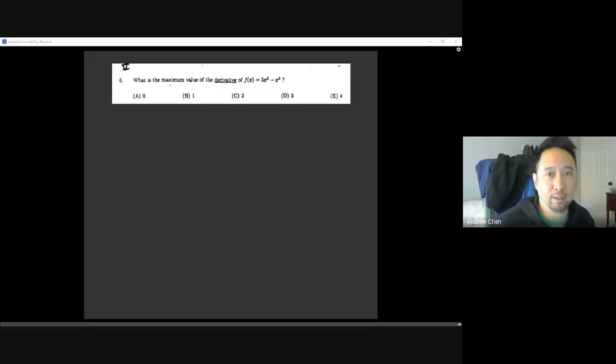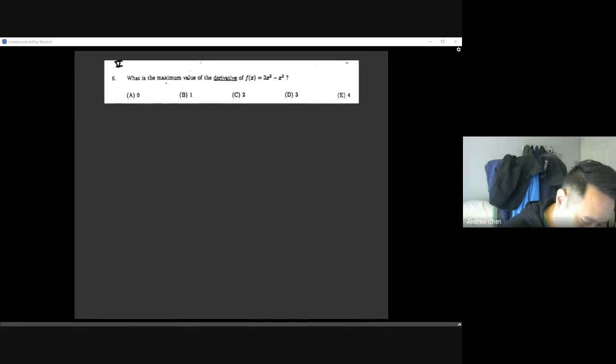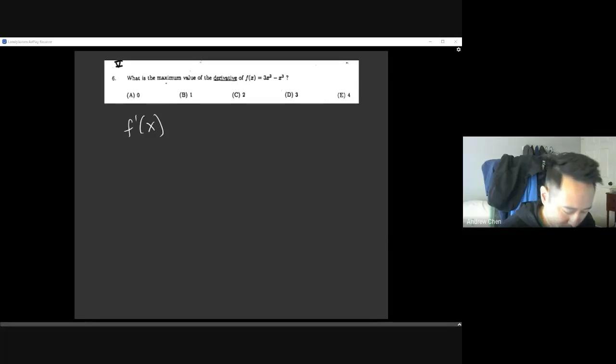Okay, guys, we're back on packet number 5. This is question 6. So what is the maximum value of the derivative of f of x? Okay, so this tends to confuse a lot of students. If we're talking about derivative, we're talking about f prime of x, right? And we can go ahead and find f prime of x right now, which is 6x minus 3x squared.